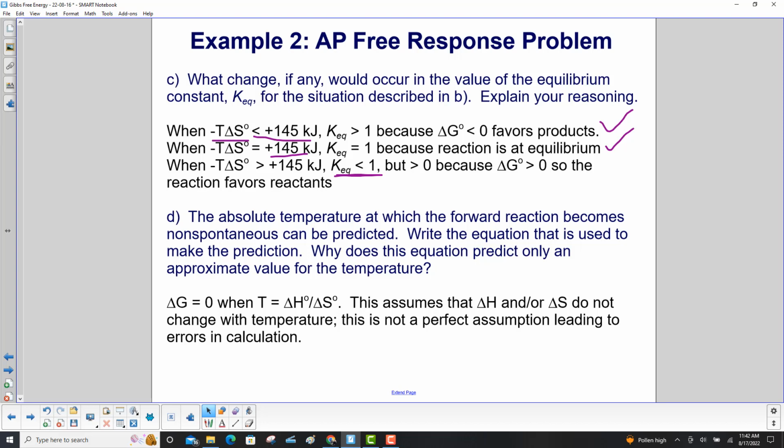Part D, the absolute temperature at which the forward reaction becomes non-spontaneous can be predicted. Write the equation, and why does this equation predict only an approximate value for the temperature? Well, when delta G is equal to 0, then T equals delta H naught over delta S naught. This assumes that delta H and delta S do not change with temperature. This is not a perfect assumption, leading to errors in calculations.